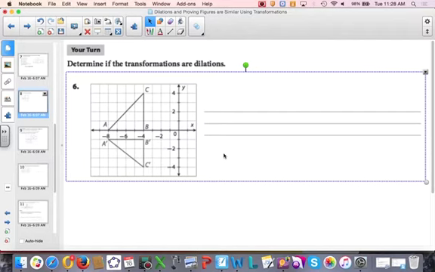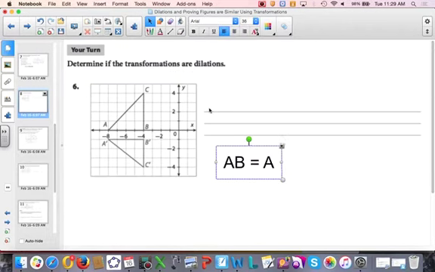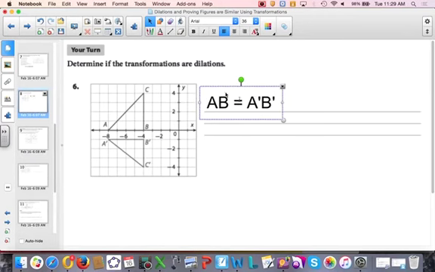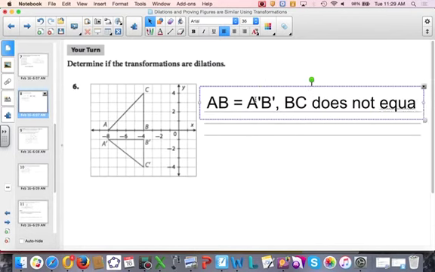In this example, determine if the transformation is a dilation. So first of all, I would hope that you'd notice that it looks like a reflection more so than a dilation. Also, notice that while AB equals A prime B prime, the length of BC does not equal B prime C prime.